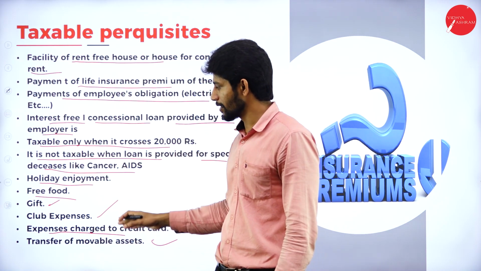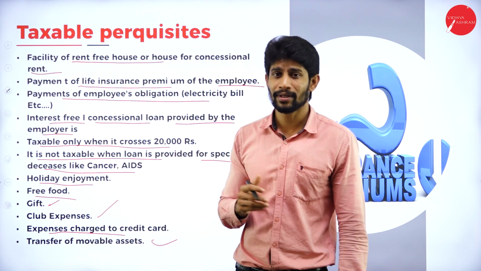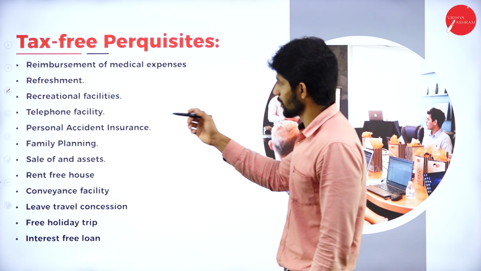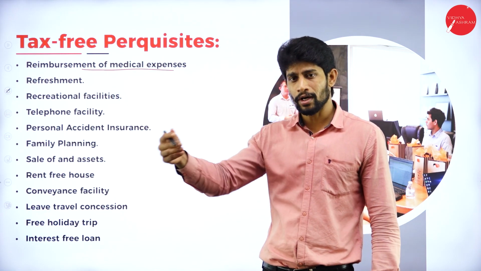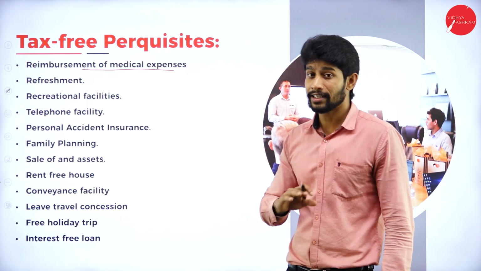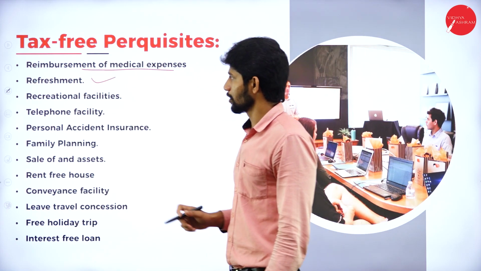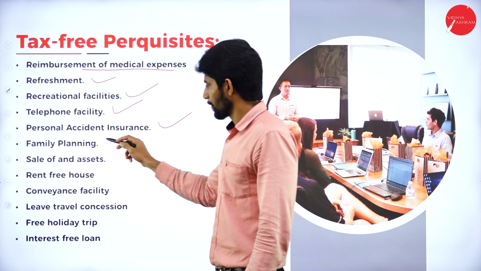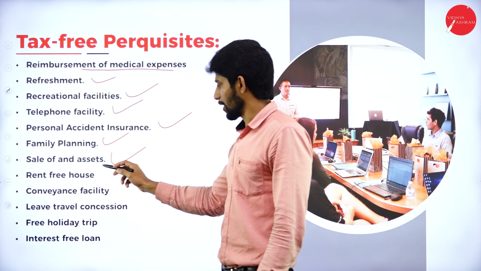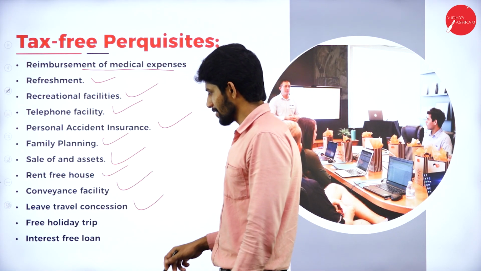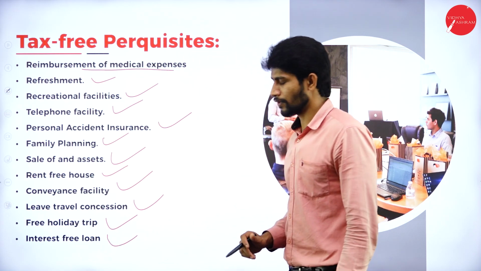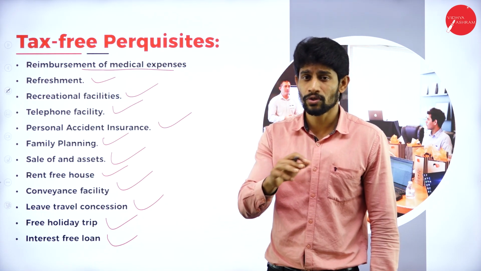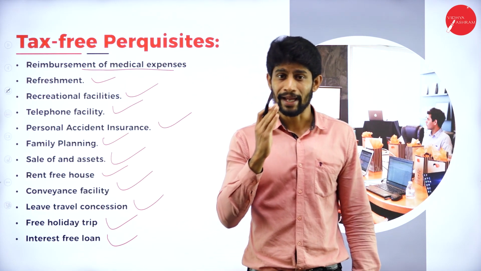That means if any kind of this facility is provided by the employer, then it is taxable in the hands of the employee. Tax-free perquisites mean no tax at all on those facilities. Which are those? Reimbursement of medical expenses. If they are refunding your medical expenses, then it is not taxable. Next, refreshment, recreational facility, telephone facility, personal accident insurance, family planning, sale of assets, rent-free house, conveyance facility, leave travel concession, free holiday trip, and interest-free loan. So these are all the items which are tax-free perquisites. There is no tax on these kinds of facilities provided by your employer.